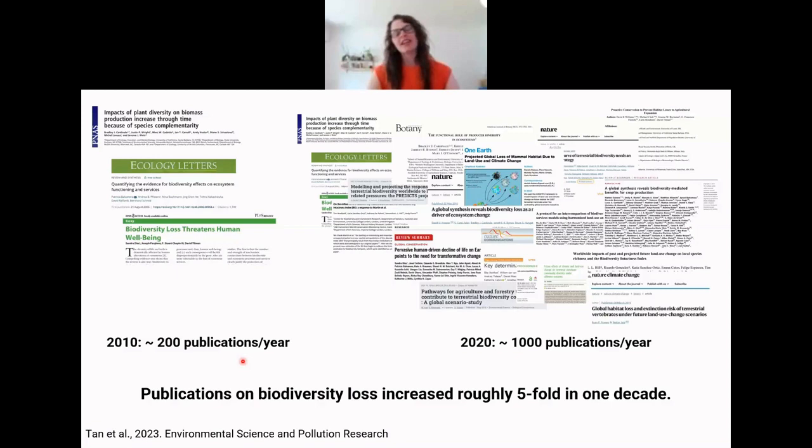Another way to think about this is if we take ourselves back to 2010 and we imagine that we're young, energized scientists ready to save the world, if we ambitiously read a paper every couple of days, we could capture all of these 200 publications. But fast forward to today, we would have to read at least 2 to 3 papers every day, including on the weekends, to stay up to date just in the field of biodiversity loss. And that's assuming that we're lucky enough to even be able to find all of these papers.